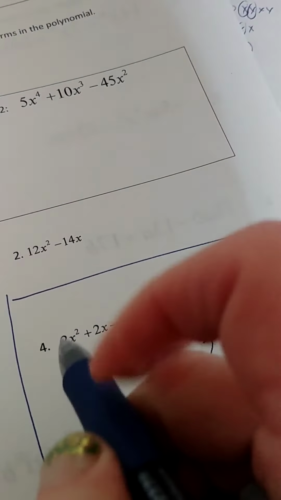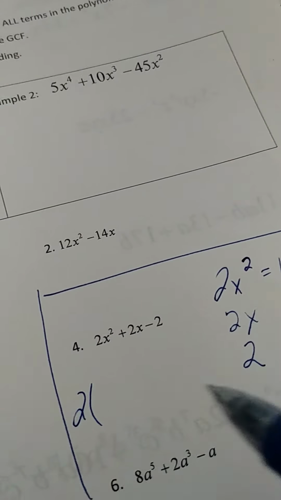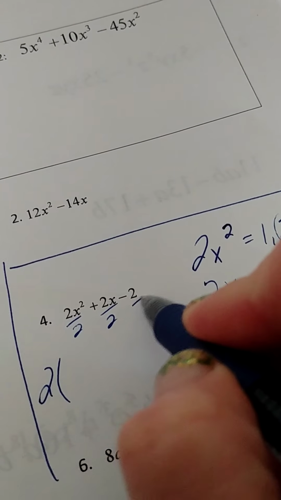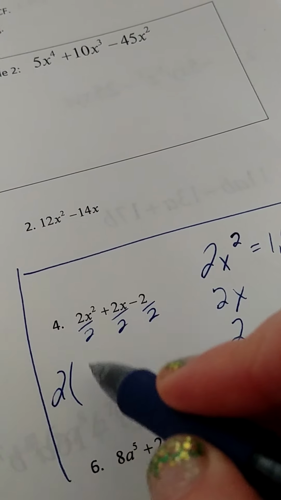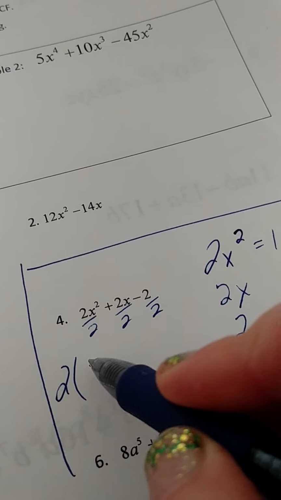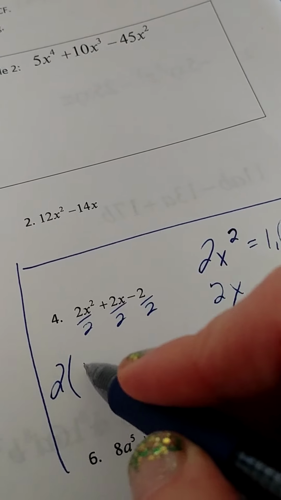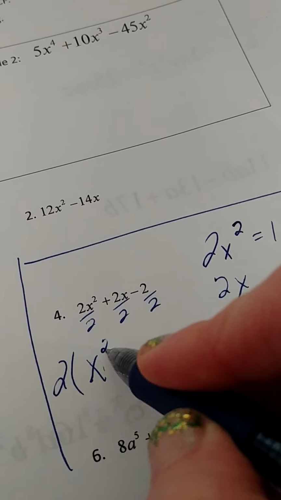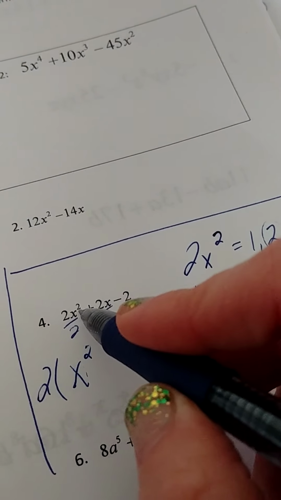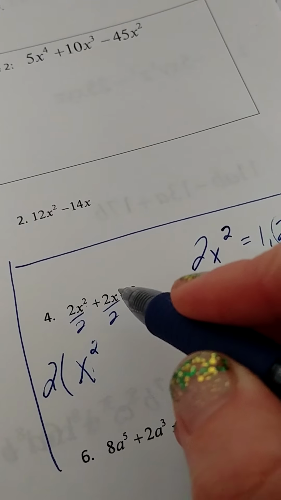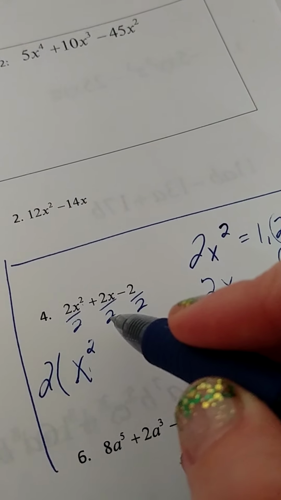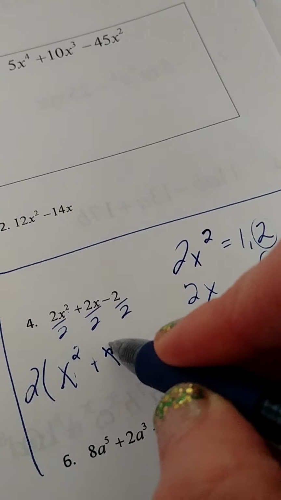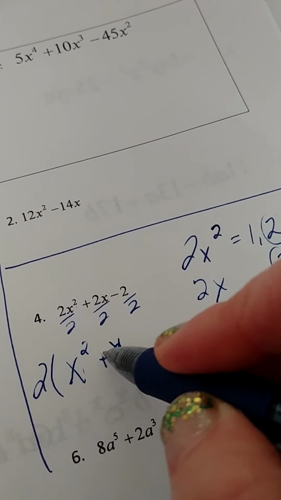So we're going to come over here and we're going to write 2 outside our parentheses. And we're going to divide each of these by 2. So 2 divided by 2 is just going to be 1. And we know that we can write that 1 if we want, or we do not have to. So I'm just going to put the x squared down because nothing's going to mess with the x squared. It's just going to stay. And then we have 2x divided by 2, and I'm just going to put the x down again because 2 divided by 2 is 1.